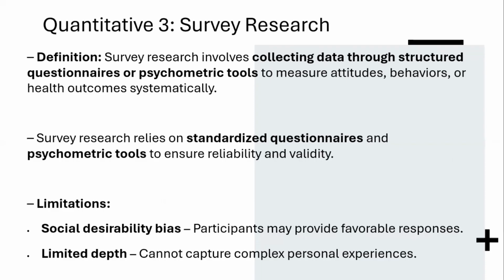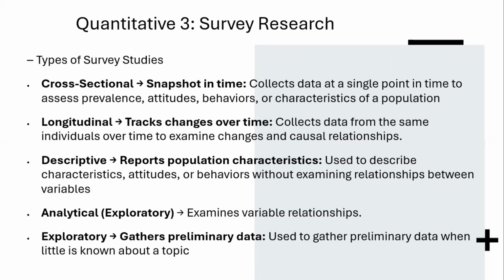Okay. Now, this is where you use some standardized questionnaire or psychometric tools to collect your data. You ensure that your questionnaires are valid and reliable. We'll discuss these things, reliability, validity, in subsequent discussions. Now, there can be different kinds of survey. You can do cross-sectional survey, you can do longitudinal survey, you can do descriptive reports like population characteristics. You can also do analytical, where you collect data and do some regression analysis. Or you can also do some form of exploratory.